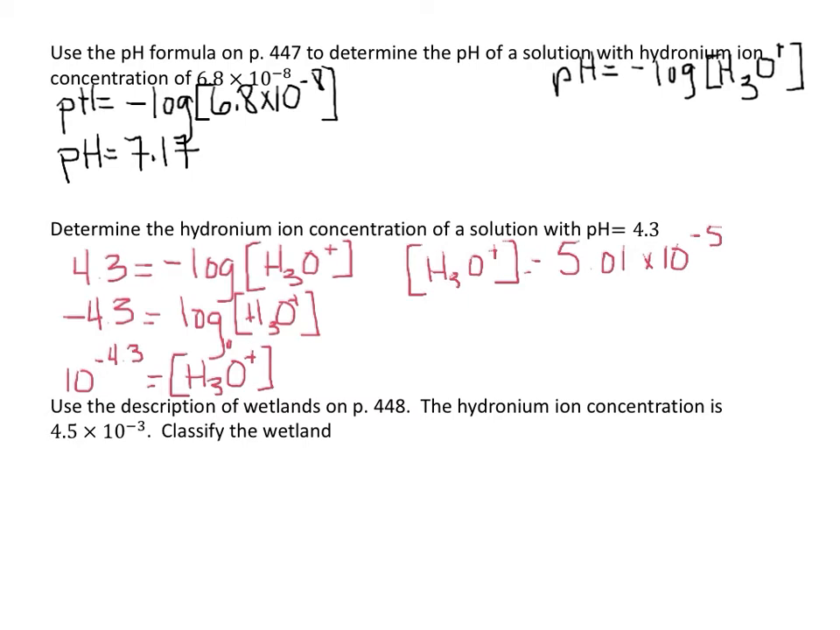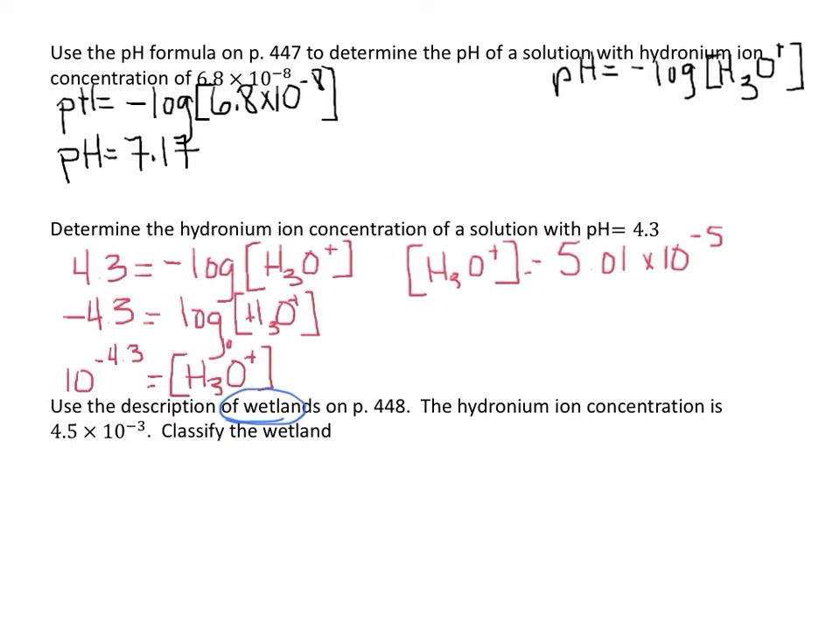The last thing is this classification of wetlands. You'll probably see that in some of the problems that we work on. But that's on page 448, and there are different kinds of wetlands. There's bogs, fens, marshes, and swamps, and it depends on what the pH level is. So we have this hydronium ion concentration. We have to classify the wetlands.